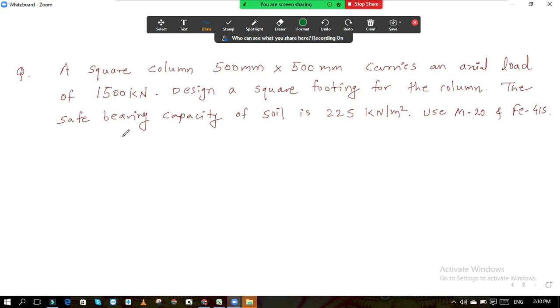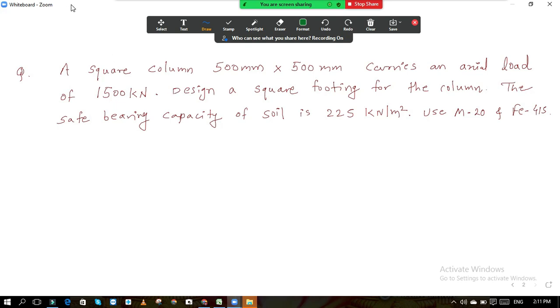Second thing, the self weight of the footing. As our design for the footing is heavy, its self weight increases and reaches a considerable value, so we need to consider the self weight of the footing also while designing. So major two loads we will consider first: the load coming from the column, and second the self weight of the footing.